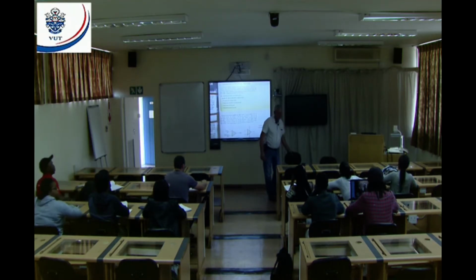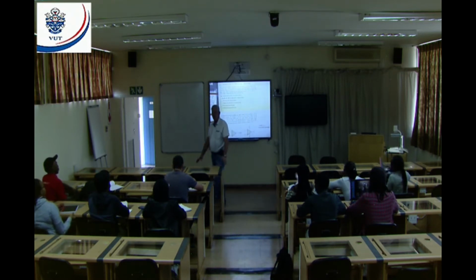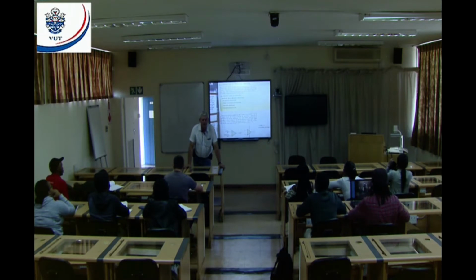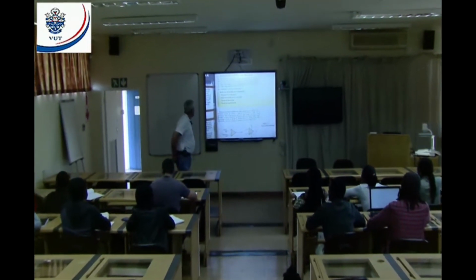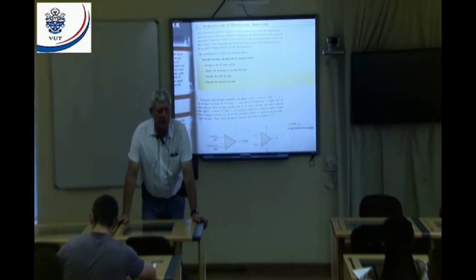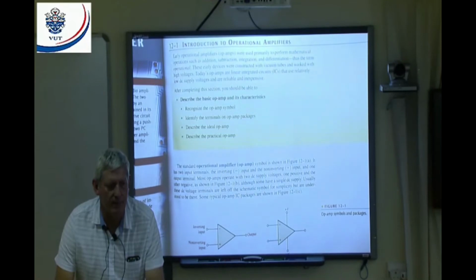Right, good afternoon. Today we're going to start with chapter 12. What do you need to do chapter 12? You need to do revision on 6.7, the differential amplifier you did in electronics 2. But today we're going to start with the OpAmp, and that is chapter 12. The introduction to the operational amplifier. You're going to talk about the operational amplifier, all the characteristics. All right, that's the first lesson.